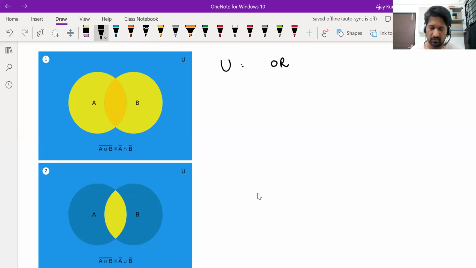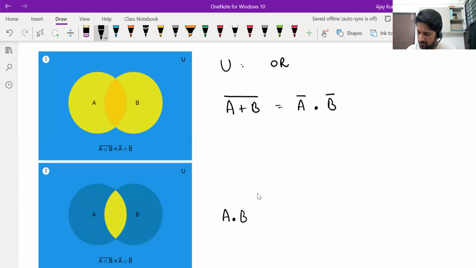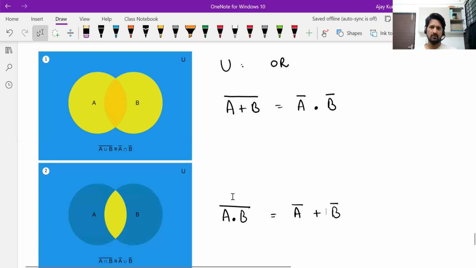Fine. So A union B whole bar is equivalent to A bar intersection B bar, or A complement intersection B complement. It means A or B whole negation is negation of A and negation of B. Next, intersection indicates and. A and B whole bar, meaning negation of A dot B, is negation of A plus negation of B. Means negation of A or negation of B. Okay. These are De Morgan's laws which can be used in logic gates as well.